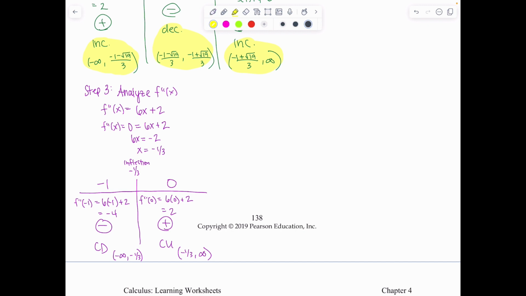So the information we've gathered here is we have an inflection point at -1/3. It's concave down from -infinity up to that -1/3, and then it goes concave up. Now we can sketch our function.